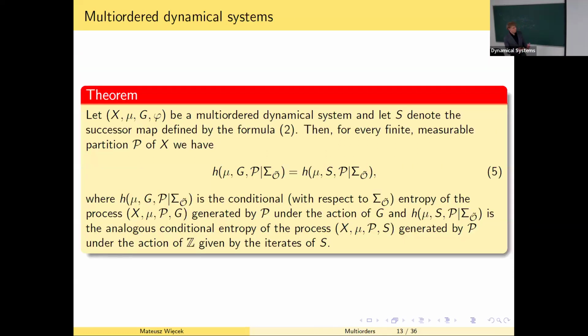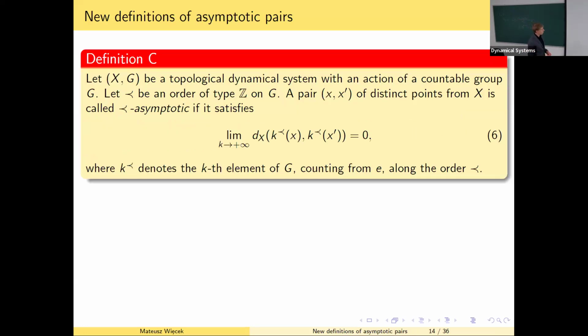Okay, so knowing that multi-orders exist on all countable amenable groups, we are able to provide a new definition of asymptotic pairs. Actually, the first definition is exactly the same as the one which was used by Huang, Xu, and Yi, and Bułatek, Kamiński, and Szymański. So namely, if we have a topological dynamical system with an action of some countable amenable group, and we have some order of type Z on G, then a pair of distinct points from X is called asymptotic if the orbits of these points approach each other as we move along these order paths.